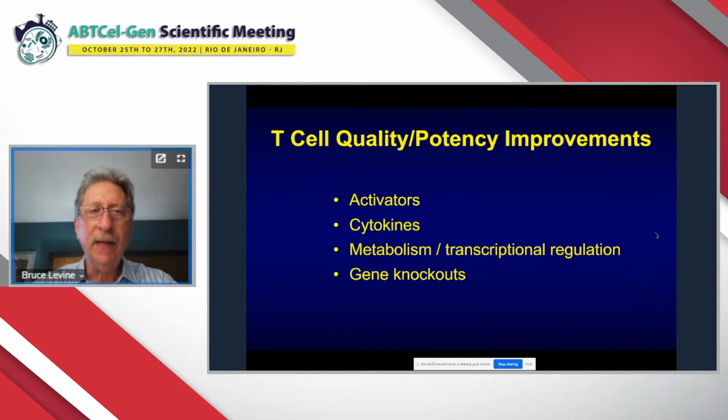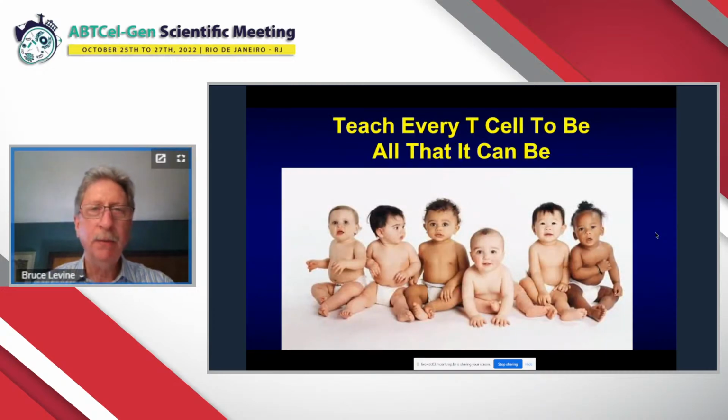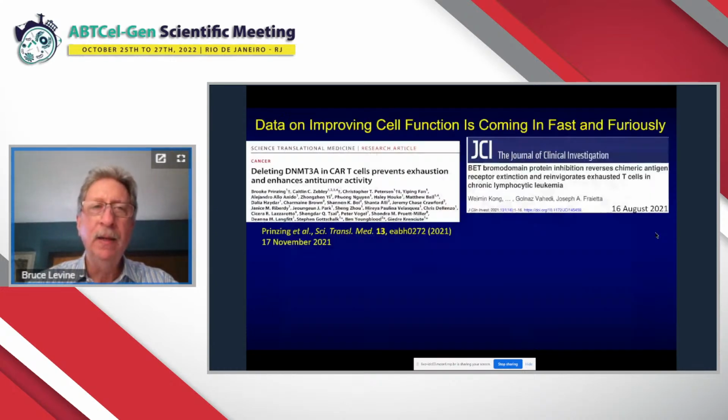Well, we can think about improving T cell quality in several categories: by different methods of activation, by adding cytokines to the culture, perhaps in vivo, by inducing metabolism and transcriptional regulation, and gene knockouts. So we want to teach every T cell to be all that it can be. The data on improving cell function is coming in fast and furiously.